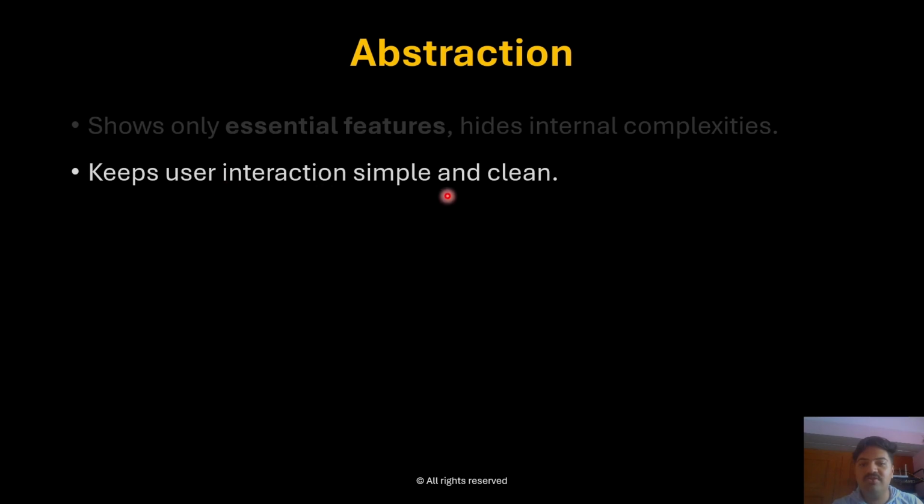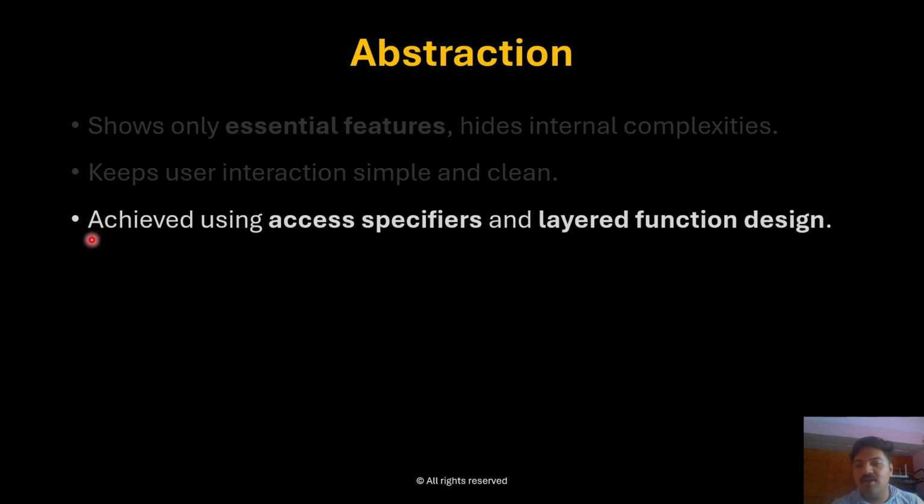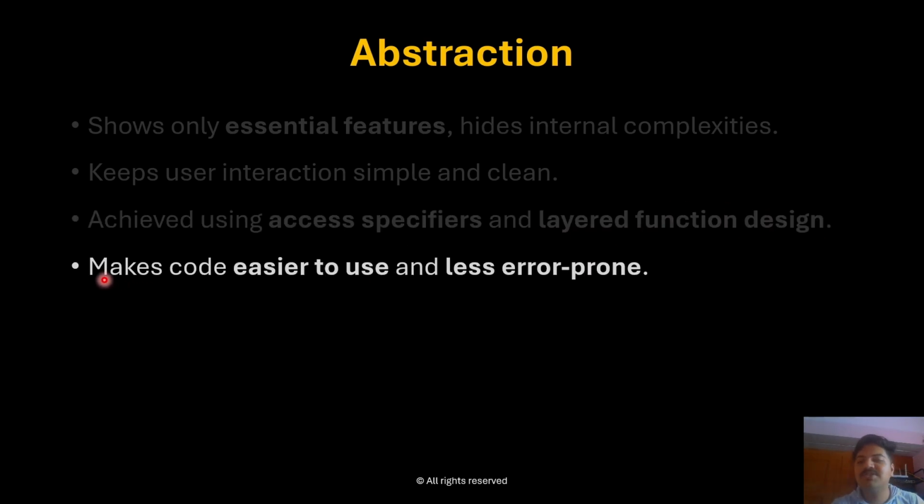It keeps the user interaction simple and clean. The user only interacts with a simple and clean user interface. It is achieved using access specifiers and layered function design. So abstraction is achieved using access specifiers and layered function design. Abstraction makes code easier to use and less error prone. So using abstraction, the code is easier to use and sometimes reuse, and less error prone.